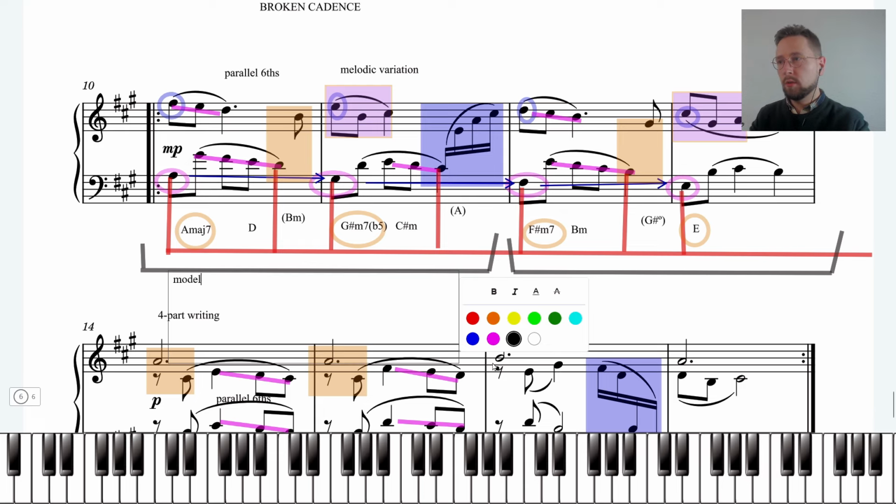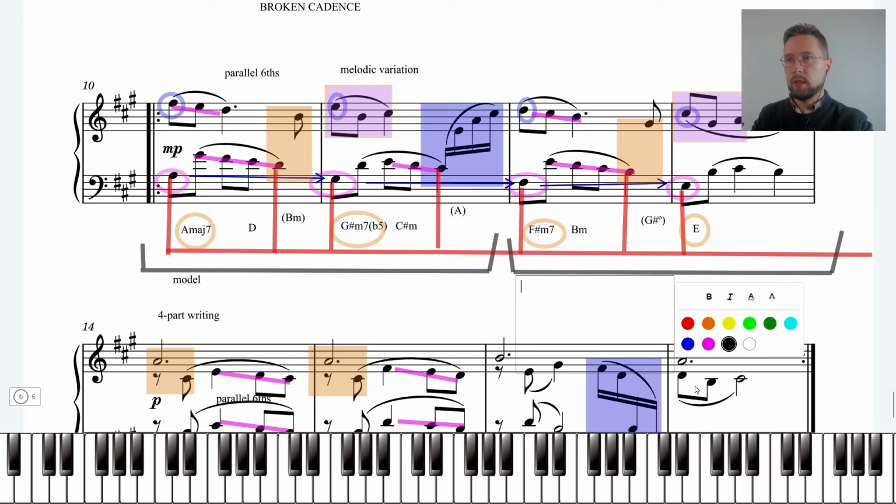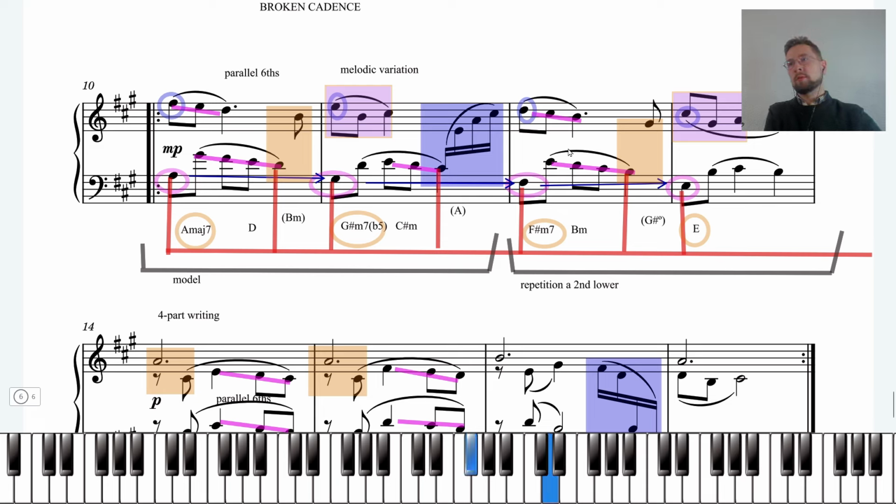So that's the model. And this is the repetition a second lower. So I'll do it without the melodic variation. Right, sounds like this. It could still work, but it's much more repetitive. That's more interesting. And then we have a contrasting idea, which is this arpeggio.